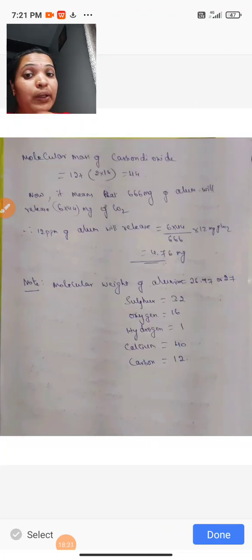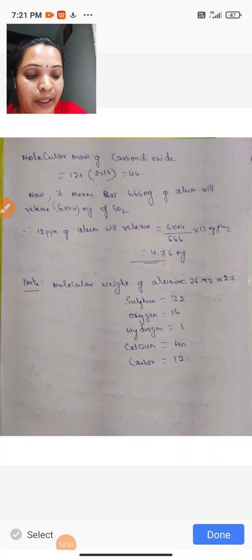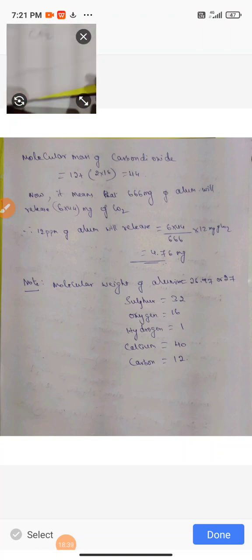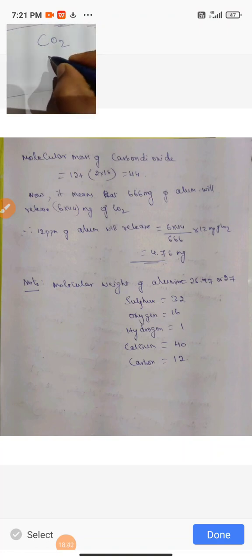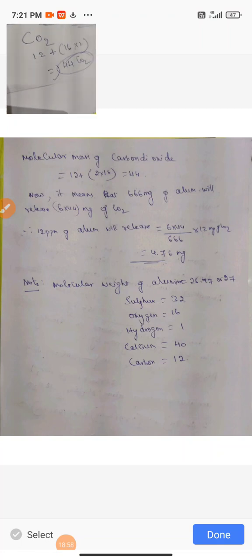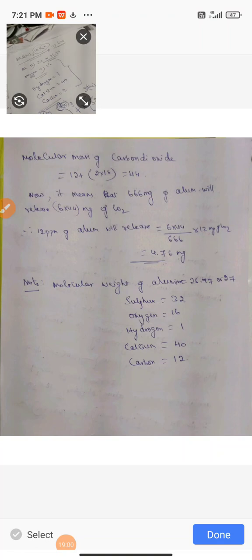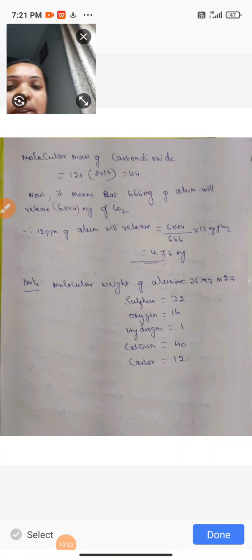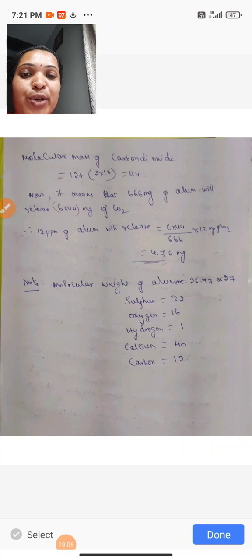And the molecular mass of carbon dioxide, that is CO2. Here in CO2, what is the carbon value? It is 12 plus, what is the oxygen? 16 into 2. So this will give the value 44. Carbon dioxide is 44. So look here: the molecular mass of carbon dioxide is equal to 12 plus 2 into 16, that becomes 44.